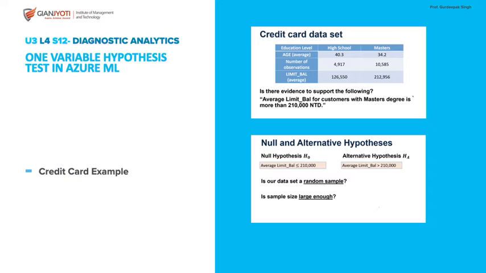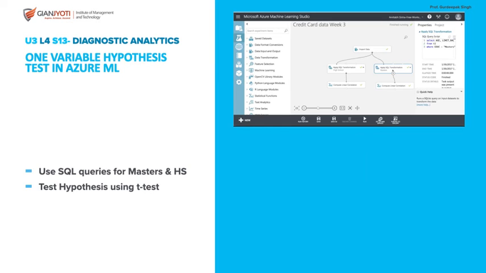So we have taken a random sample. You need to check that. Is the sample size large enough? These two questions you should always ask, because it all depends on the data. So it has to be a random sample, and it should be large enough to get the right inferences. So we have made our null and alternate hypothesis. Now let's work on MS Azure.